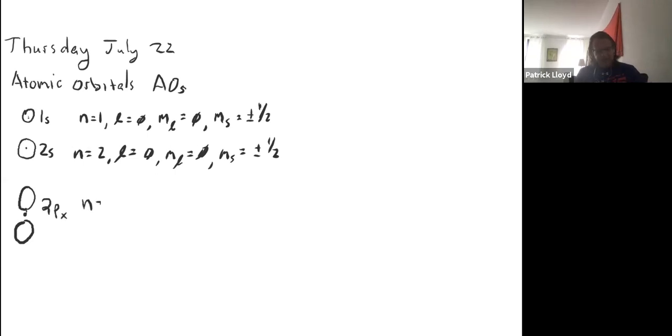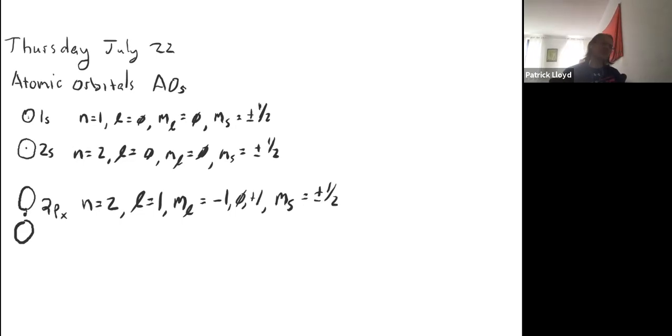That means that n is equal to 2, and L is equal to 1 now. That's a p orbital, so for p orbitals L is equal to 1. And that means that m sub L could be either -1, 0, or plus 1. And then m sub s is, again, either plus or minus a half. The m sub s is really all about the electron. It's not really about the orbital. It's an intrinsic, inherent property of the electron.